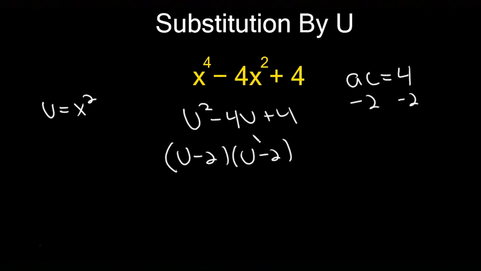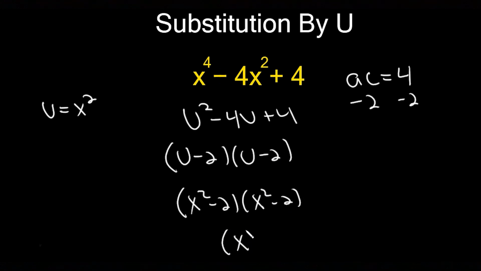And now we're going to go ahead and resubstitute in what u actually is. In this case here, x squared. So I get x squared minus 2 and then x squared minus 2. And then from here, you're done. You can go ahead and clean it up. You could say x squared minus 2 and then all to the 2nd power because I have two of those factors, right? So that's completely factored and you're done. That is substitution by u. So that would be my final factorization right here, okay? Let's go ahead and try another example.